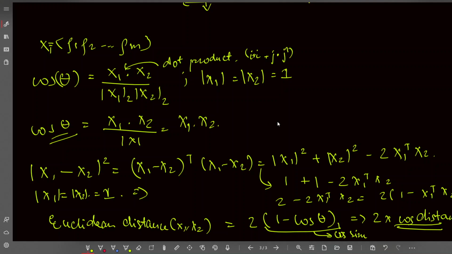And the cosine distance is actually very important. It's used almost in every application of data science.